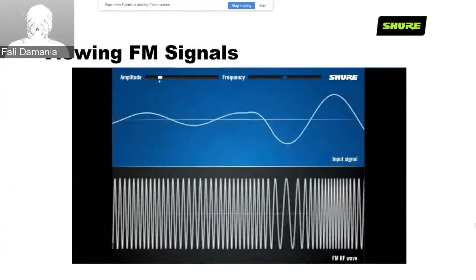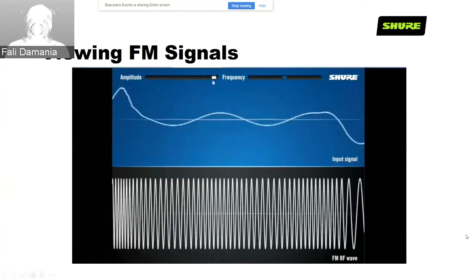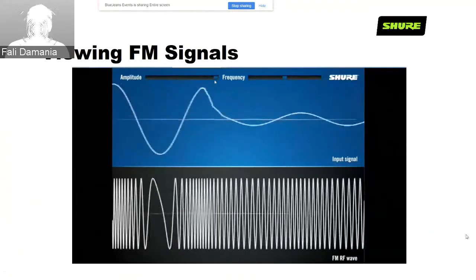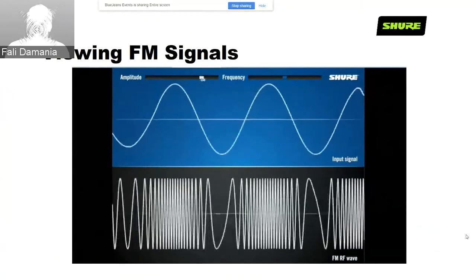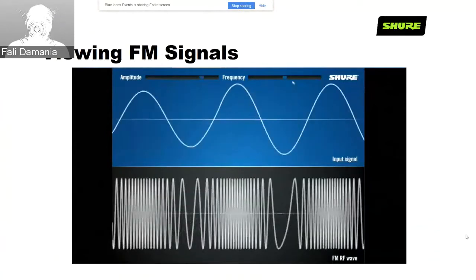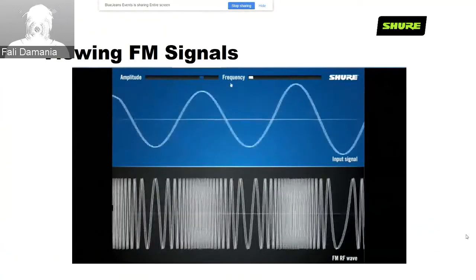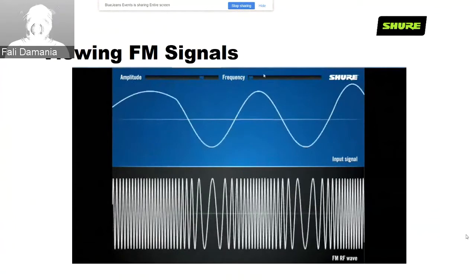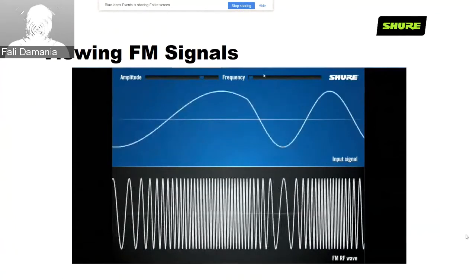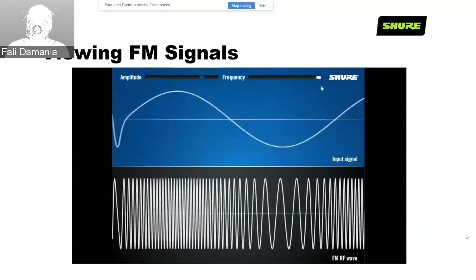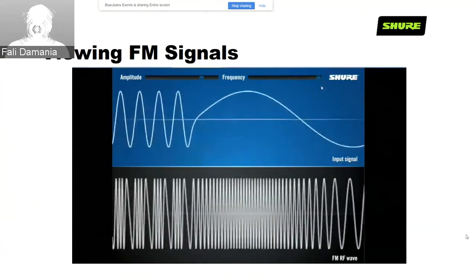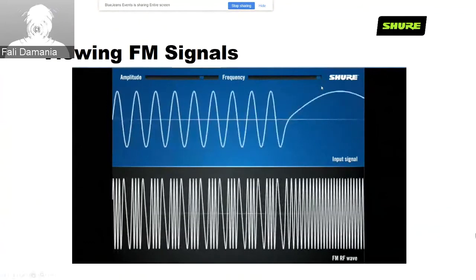As the amplitude of the input signal changes, it changes the deviation of the frequency of the carrier wave. So this is exactly what is happening. For example, if you guys are listening to me talk, my voice would actually change the frequency of the carrier signal. It would look similar to what you're seeing at the bottom there.